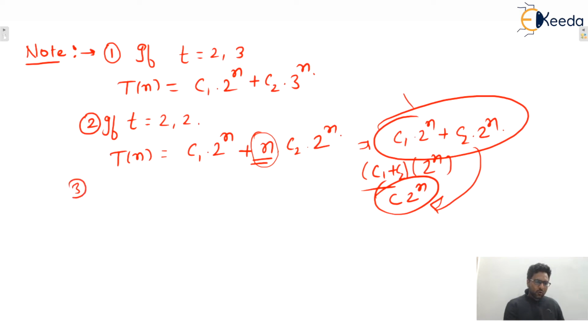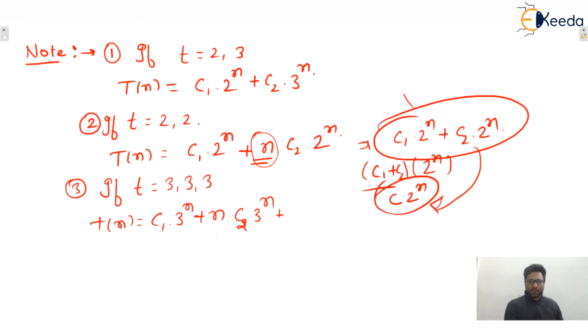So remember what to do if all roots are the same. Let's say three roots are there and all three are the same. How to write the general solution? C1 into 3 raised to power n. Now multiply with n to differentiate with the first term. Now to differentiate with the second term, multiply this one with n square, and so on. I hope this is clear to everyone.